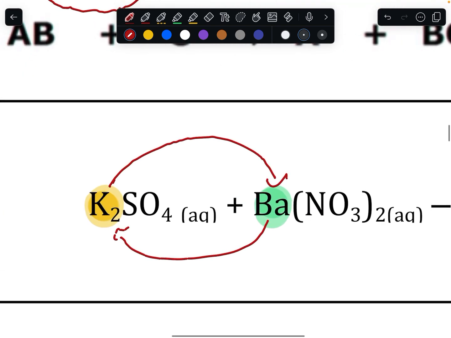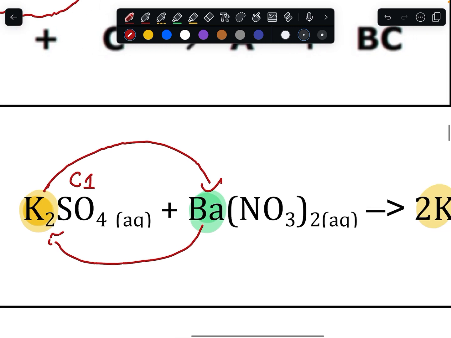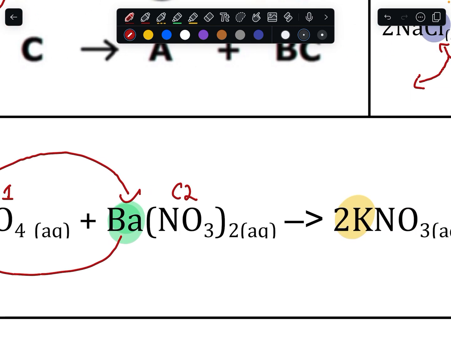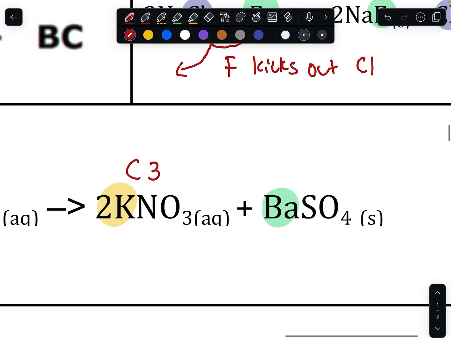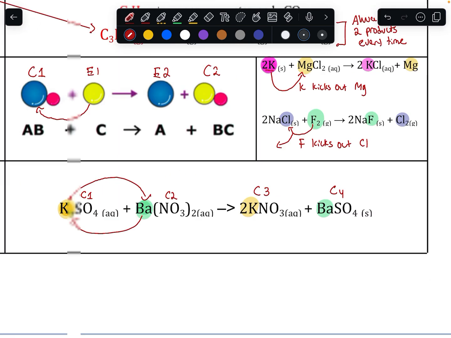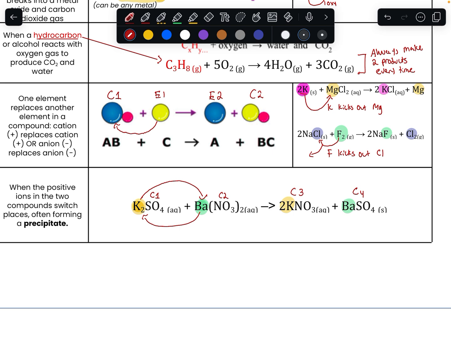Okay, so the way to spot this, a little bit of a hint, is you're going to have 4 different compounds in your equation. Okay, so you're going to start with 2 compounds and then you're going to end with 2 different compounds. And that's what we call a double replacement. So you should see all compounds there.